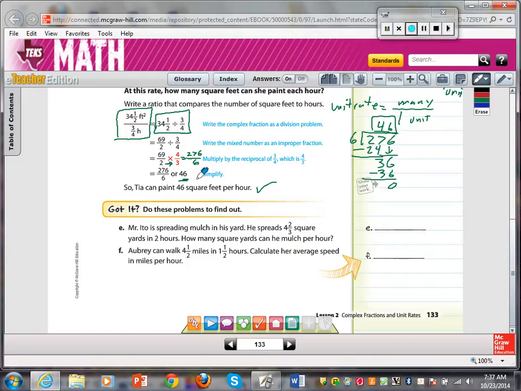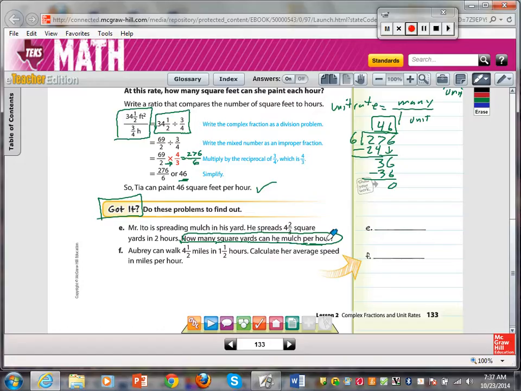All right. So let's see. Let's look at the got it problems down here. So do these problems to find out how ready you are. It says Mr. Ito is spreading mulch in his yard. He spreads 4 2/3 square yards in 2 hours. How many square yards can he mulch per hour? So this is the part that you understand. Per hour. So you're going to have square yards on top, and hours on the bottom.